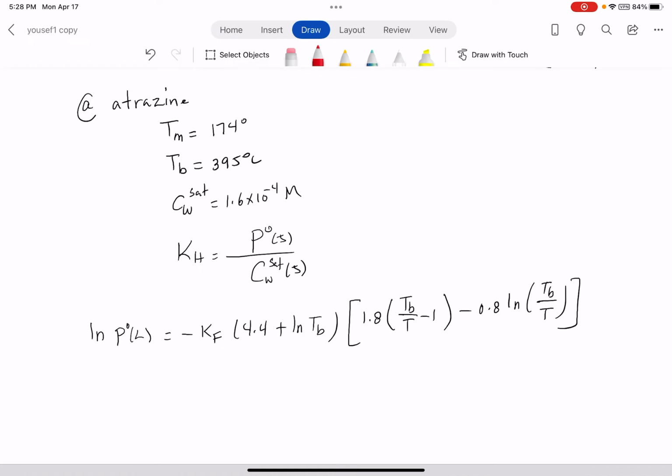This is a very weird compound, atrazine. The Kf should be assumed 1.1 for atrazine to account for the polar effect of the pyridine. And of course, if you draw it, you can see the amine functional groups of that compound. So this is 1.1, 4.4.